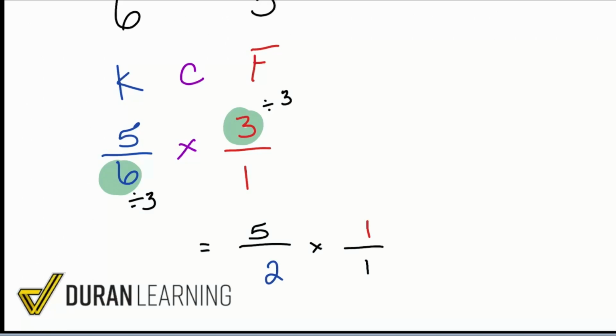Now that we're here, we can just multiply, nice and easy. 5 times 1 is 5. 2 times 1 is 2. And there's our answer. However, everybody, the answer is probably going to have us write this as a mixed number. What do I do to turn an improper fraction into a mixed number? How do I do that? Yeah, we want to divide, exactly. We want to divide, and once we divide, the remainder is what remains in the numerator. Remember, the remainder remains in the numerator.